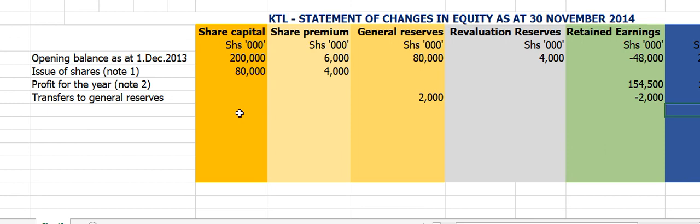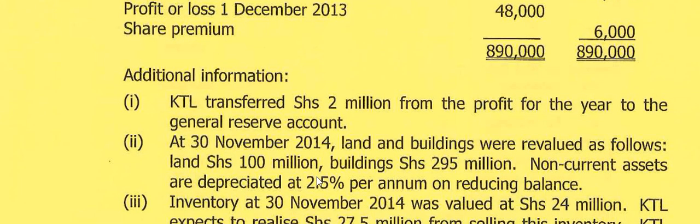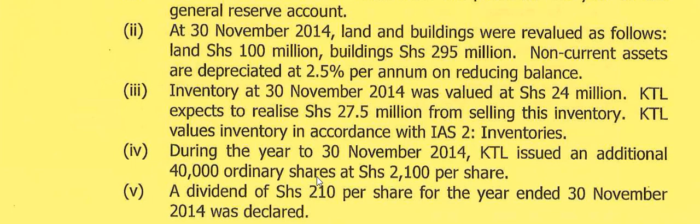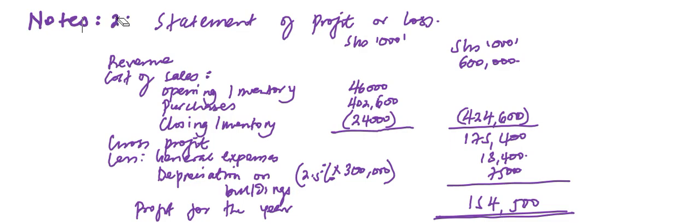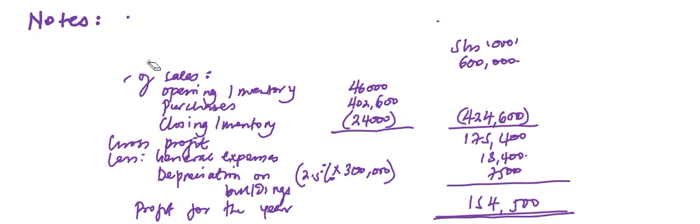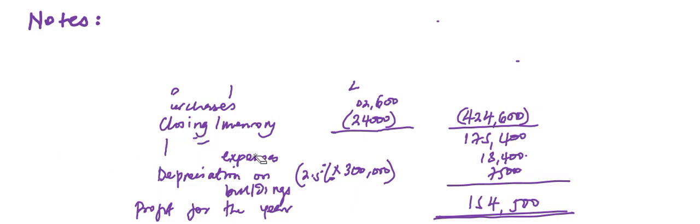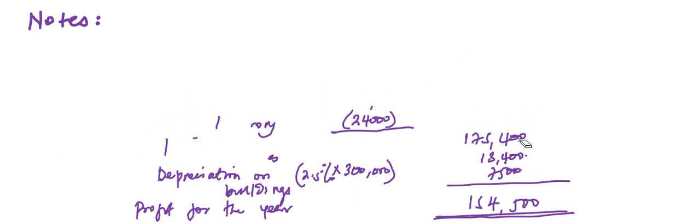Then the other item in the statement of changes in equity, there can be dividends paid. We have to find out if there are some dividends, the dividend payments. Note 5, a dividend of shillings 210 per share for the year ended 30th November 2014 was declared. We have to come up with the dividends that were declared. Let me show that in working in note 3. Dividends. So dividends paid.